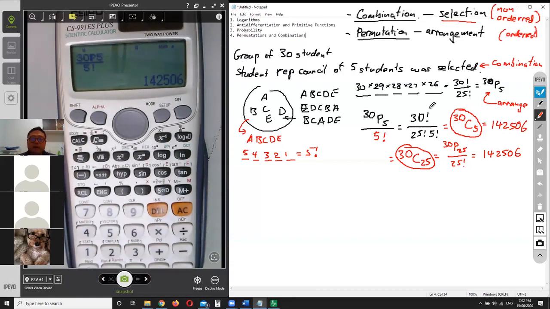Let me give you a hint. Have a look here. 30C5 has 25 here and 5 there. 30C25 has 5 here and 25 here. Same thing, right? Now, have a think about it as well. Is there another way that you can explain why 30C5 is also going to be equal to 30C25?